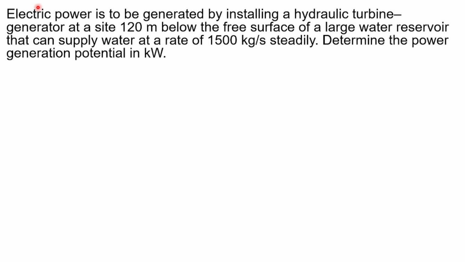Basahin natin ang problem. Electric power is to be generated by installing a hydraulic turbine generator at a site 120 meters below the free surface of a large water reservoir that can supply water at a rate of 1,500 kilograms per second steadily. We are asked to determine the power generation potential in kilowatts.